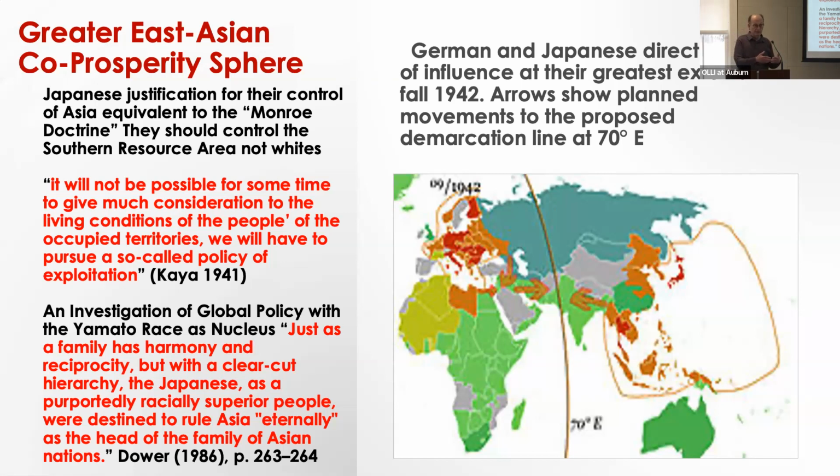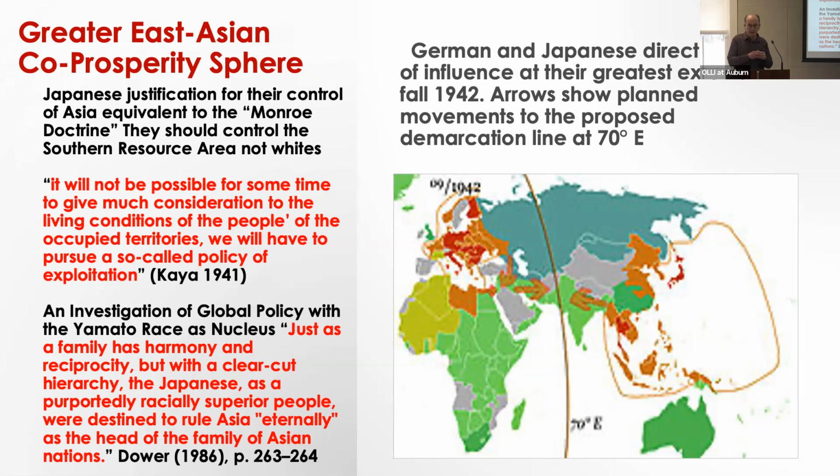And actually, they do manage to find a copy of this thing. There were only about 300 copies ever made. And that really comes out of Dower's book, War Without Mercy. But Dower says this from this document: just as a family has harmony and reciprocity, but with a clear-cut hierarchy, the Japanese, as a purportedly racially superior people, were destined to rule Asia eternally as the head of a family of Asian nations.